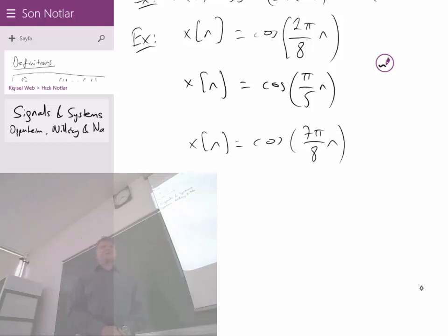Seven pi over 8 n. Hmm? 16. The period is 16. It looks like the period is 16 over 7, but 16 over 7 is not an integer thing. You cannot go 16 over 7 units. The first integer that comes as a multiple of that, 16 over 7, is 16 itself. Therefore, the period here is 16.